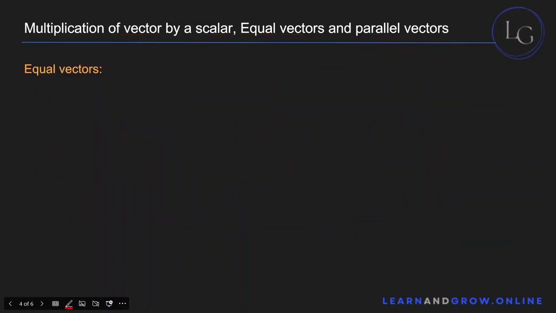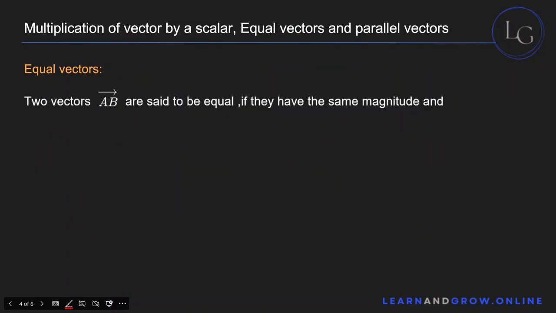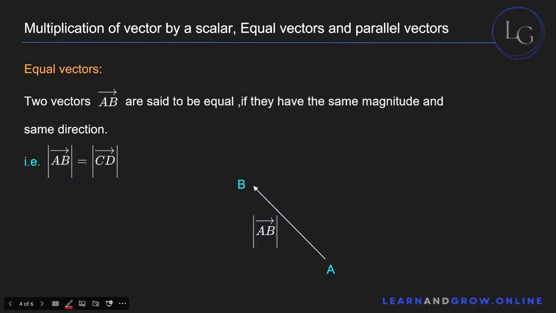So let's discuss equal vectors. Two vectors AB and CD are said to be equal if they have the same magnitude and the same direction. So this is equal to this. The modulus of AB is equal to the modulus of CD, which means that they have the same magnitude, and A to B is in this direction and C to D is also in the same direction.